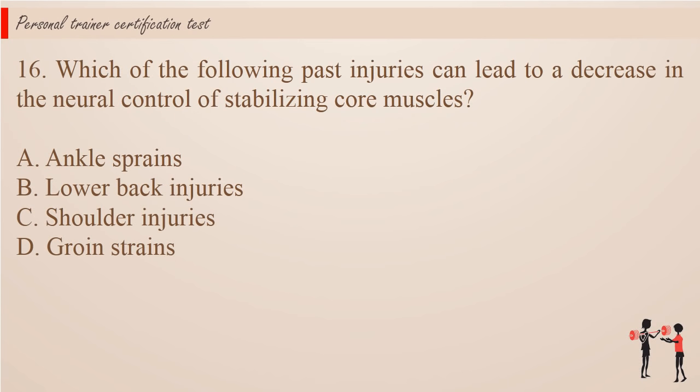Question 16. Which of the following past injuries can lead to a decrease in the neural control of stabilizing core muscles? A. Ankle sprains. B. Lower back injuries. C. Shoulder injuries. D. Groin strains.